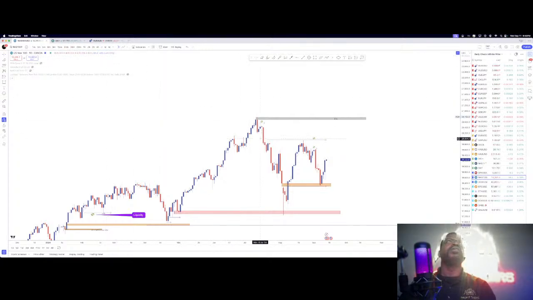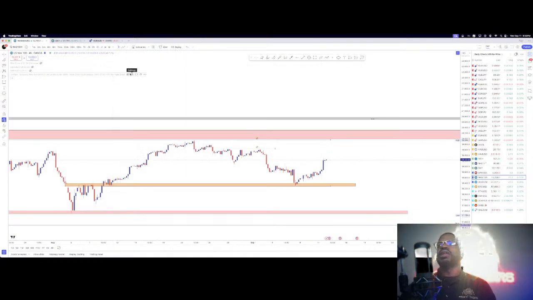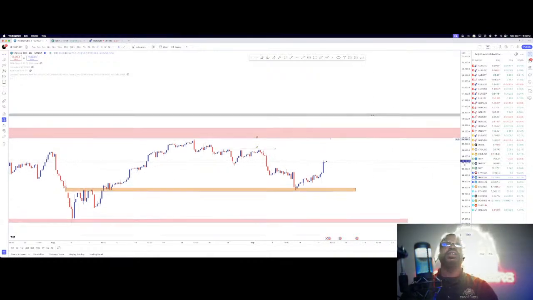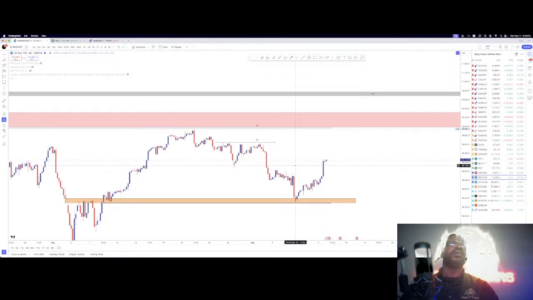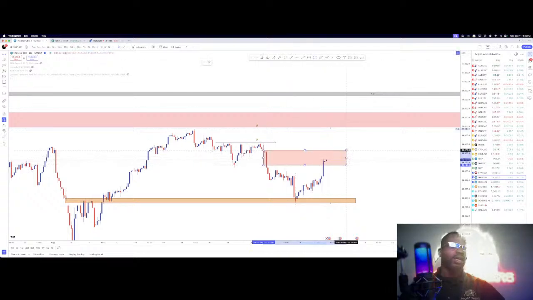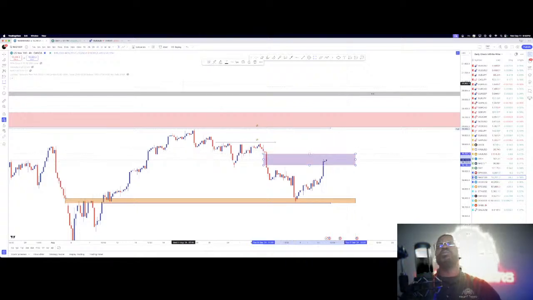Was this imbalance filled? No, it was not. That was filled. So right now we got a clear uptrend on NASDAQ 100. What we want to see is how price responds right here in this area. It could give us a slight pullback. If so, we want to see how we can take advantage of that pullback and find an entry.